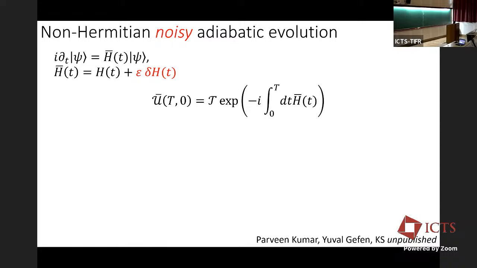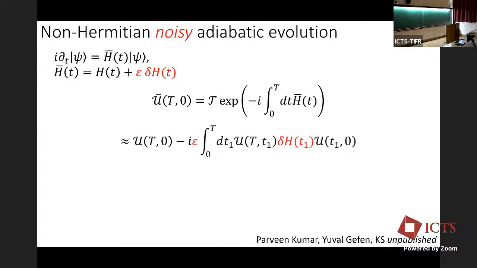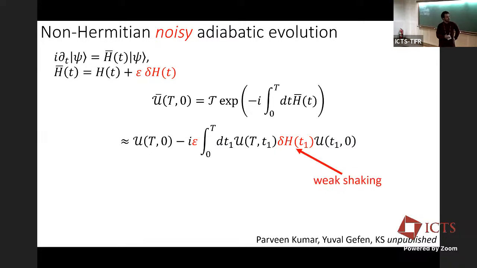Then the new evolution operator, taking noise into account, I can use perturbation theory and say it's the old evolution operator plus a small correction because of noise. What's the nature of this correction? The correction introduces weak shaking in the middle of the trajectory. I evolve for some time, I get converted to the most growing state, and then I shake, and I repopulate all instantaneous eigenstates. And then the conversion process starts again.